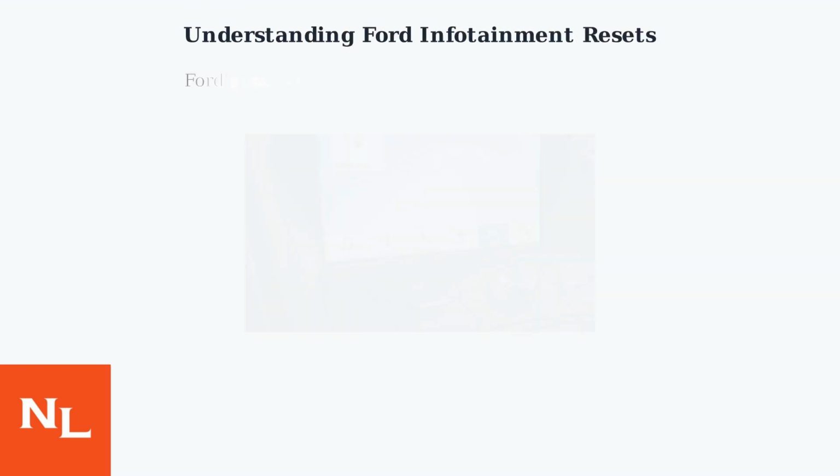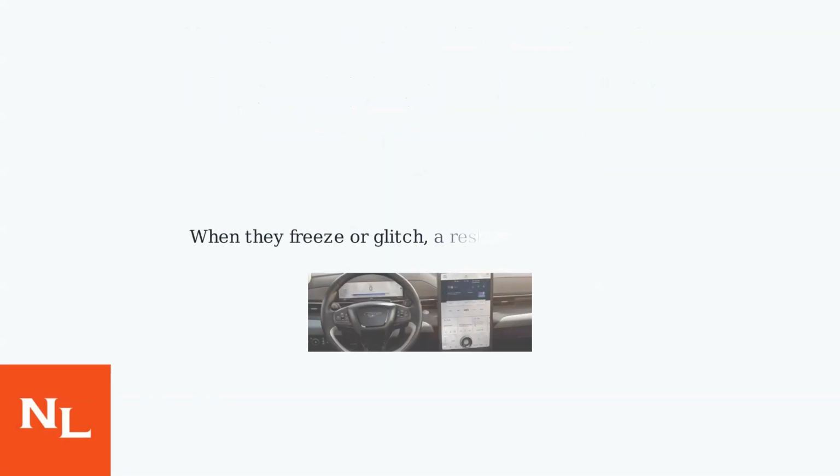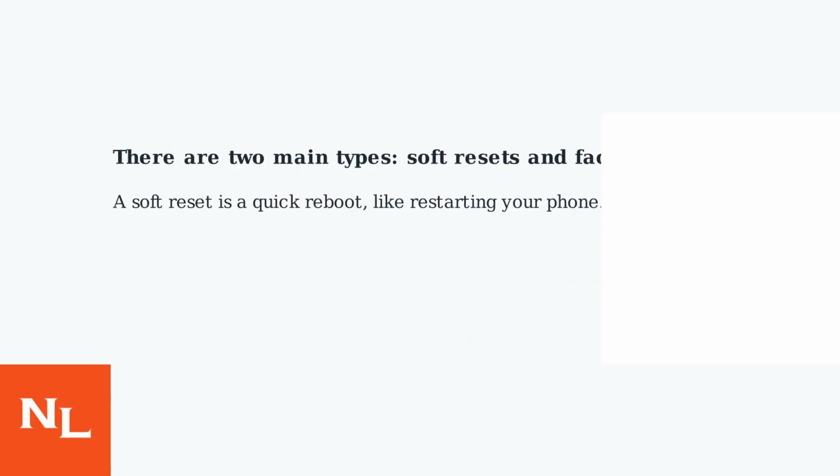Ford's infotainment systems like Sync 3 and Sync 4 manage navigation, audio, and more. When they freeze or glitch, a restart is often needed. There are two main types: soft resets and factory resets.